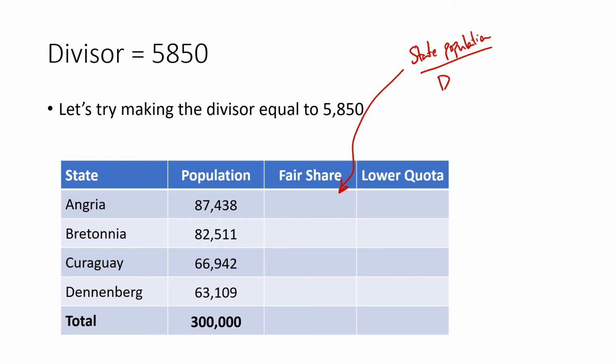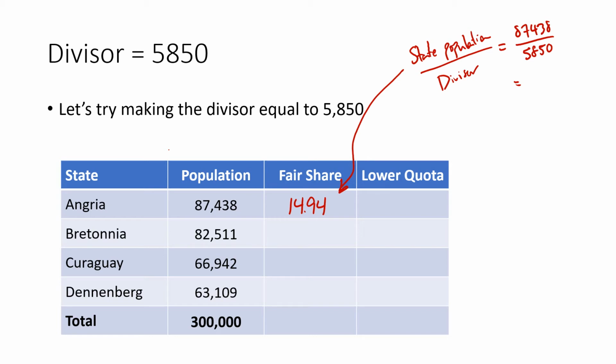So again, for these fair shares, what I'm doing is I'm taking the state population and dividing it by the divisor. Now, it's not the standard divisor anymore. It's a different divisor because the standard divisor was 6,000, so this will be some smaller number. So in this case, this will be 87,438 divided by 5850, and let's see what that works out to be. So again, I'm grabbing my calculator, 87,438 divided by 5850. That works out to be 14.94.